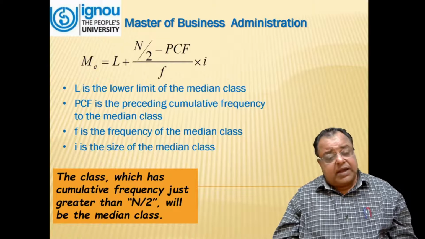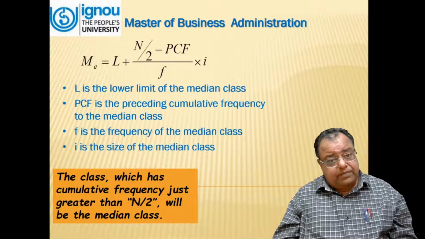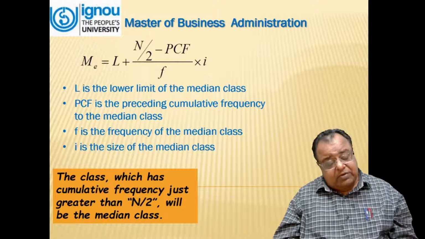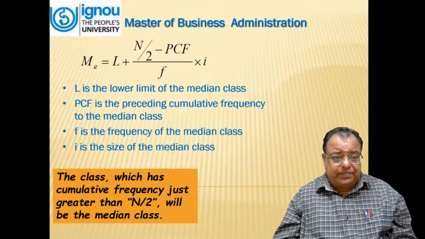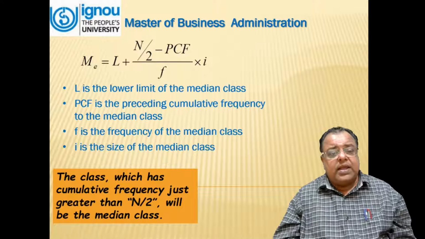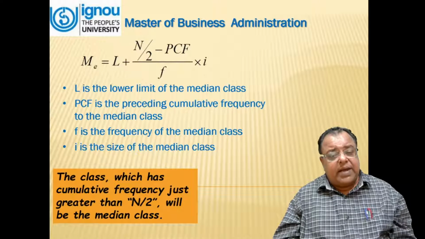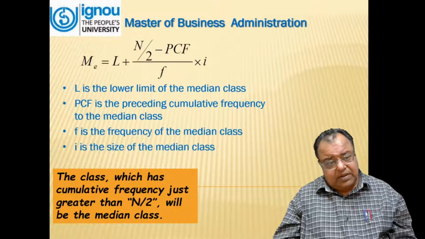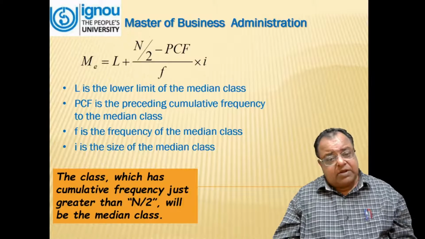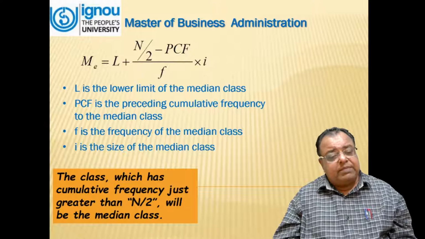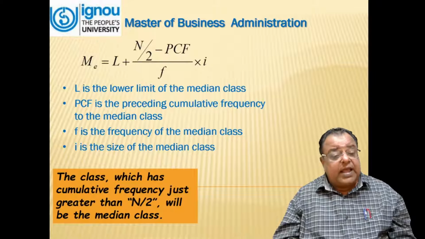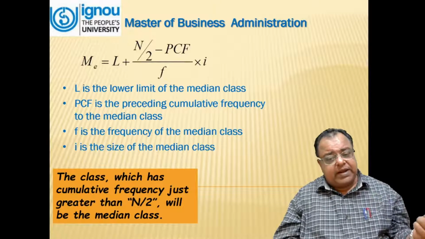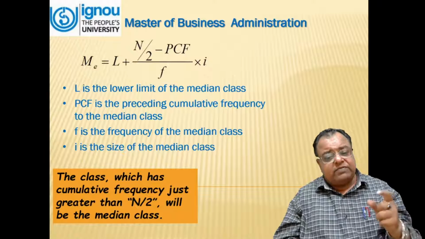If we have a tabular problem and we are to calculate the median, in that case we have a formula. That is, median is equal to L plus (n by 2 minus PCF) upon F into I, where L is the lower limit of the median class, PCF is the preceding cumulative frequency of the median class, F is the frequency of the median class, and I is the size of the median class.